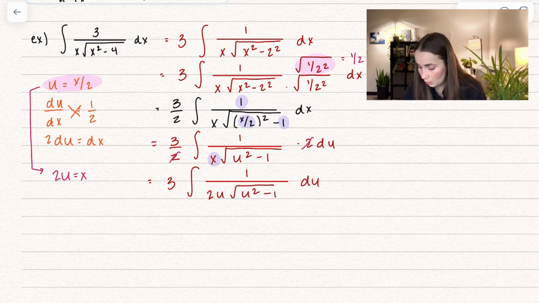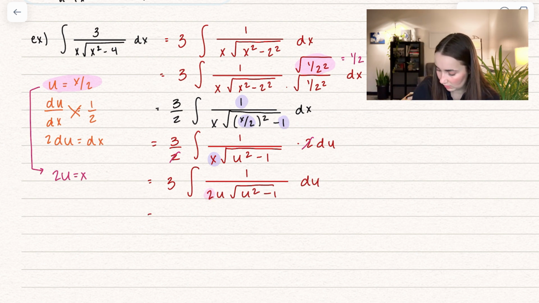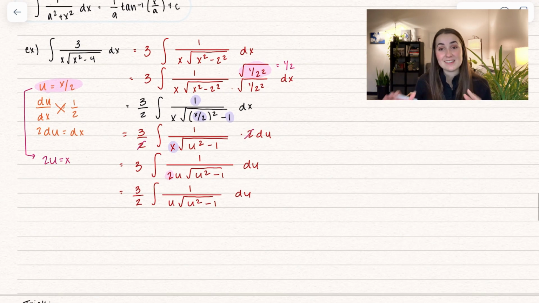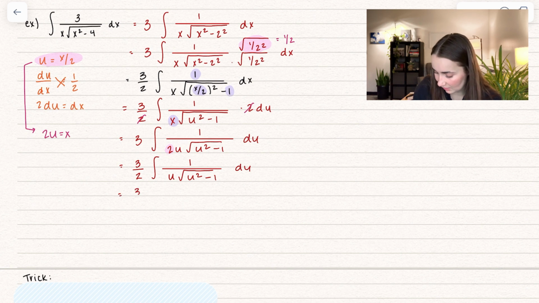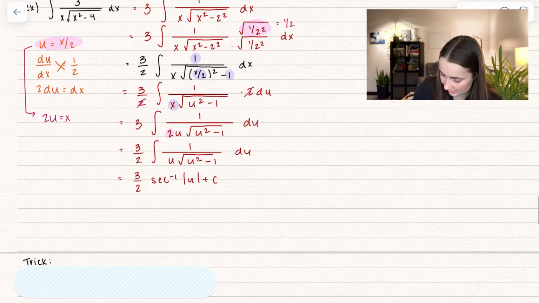But again, we're not quite finished because I want to bring out the scalar multiple. So I'm just going to bring it out as 1/2. Alrighty, now this is something we can take the antiderivative of. So that 3/2 is just a scalar multiple, so it hangs out. And this becomes secant or arcsecant of u plus some value c. And of course, we need to replace u back in.